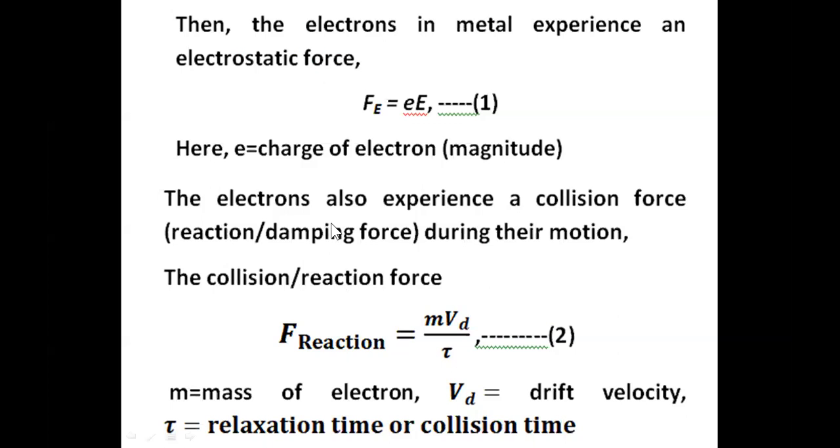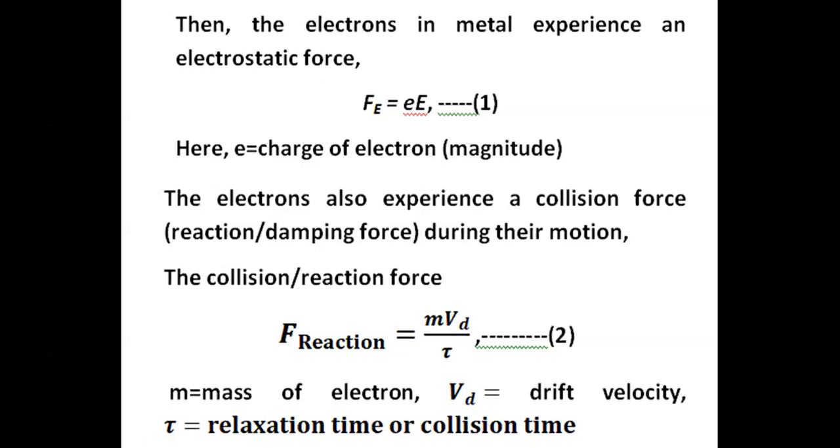Now, we also know that this is the force 1 which is experienced by the electrons in presence of electric field. On the other hand, these electrons are also experiencing some other force which is known as collision force or reaction force or damping force. Let us try to understand what you mean by this collision force or reaction force or damping force. We know that electrons are in motion.